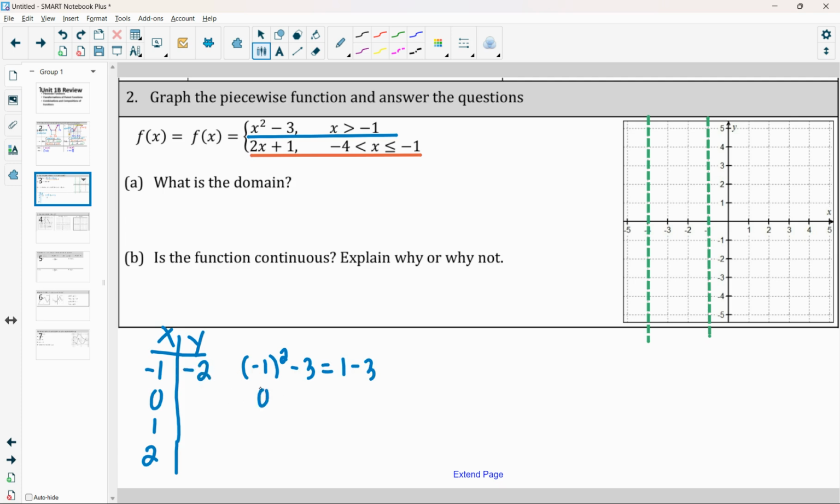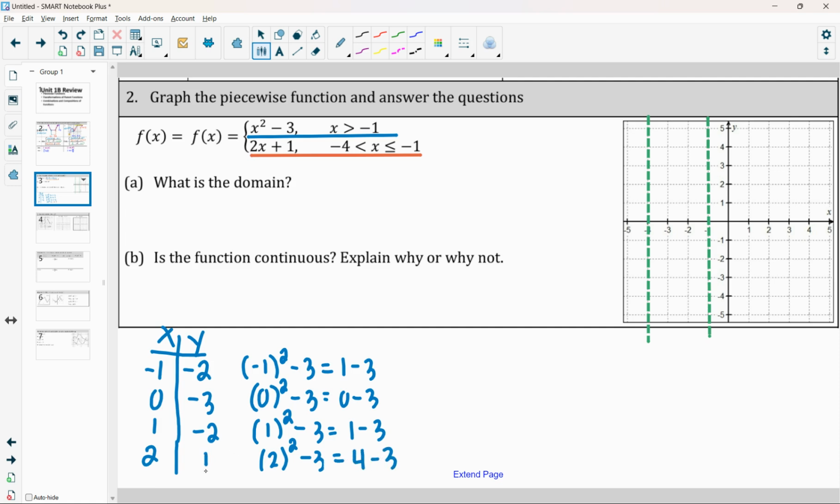Then we'll plug in 0. So 0 squared minus 3, that's 0 minus 3, which is -3. Then we'll plug in 1. So 1 squared minus 3, which is 1 minus 3. So that's -2. Plug in 2. So 2 squared minus 3. 2 squared is 4, minus 3 is 1.